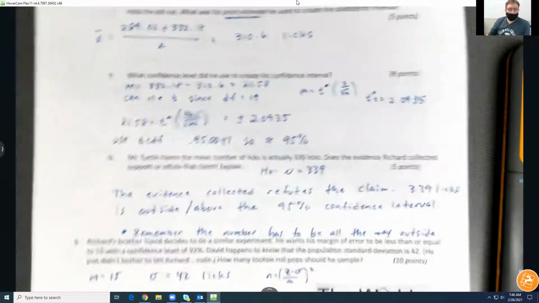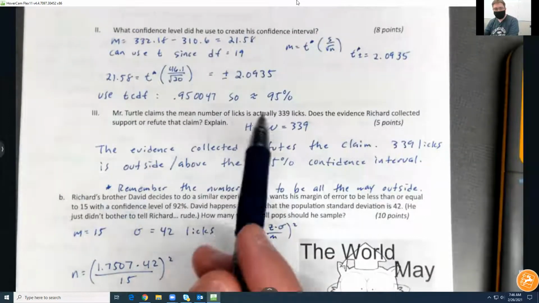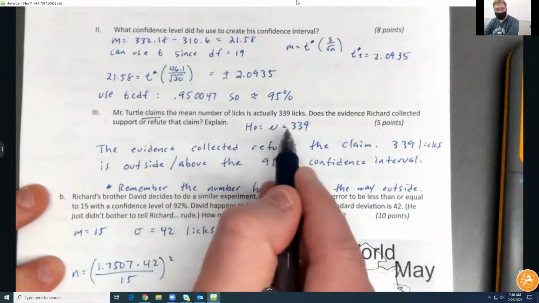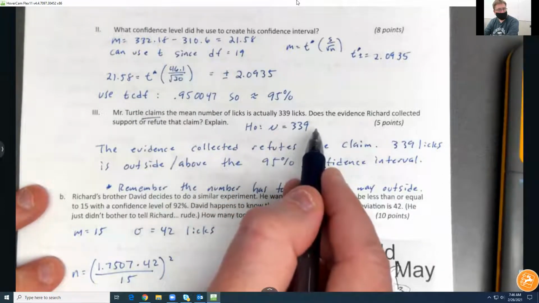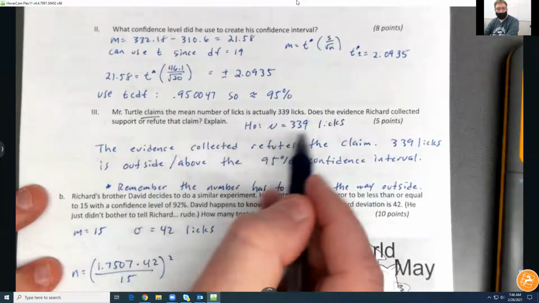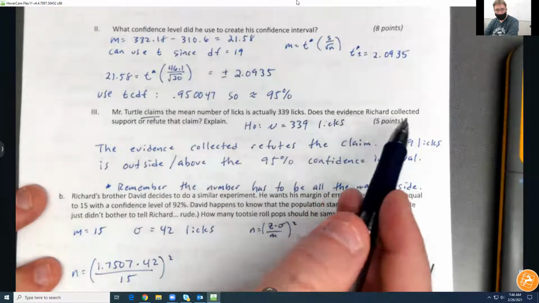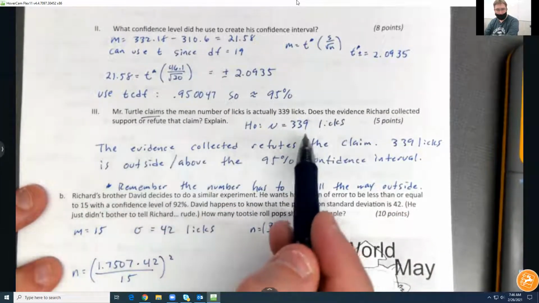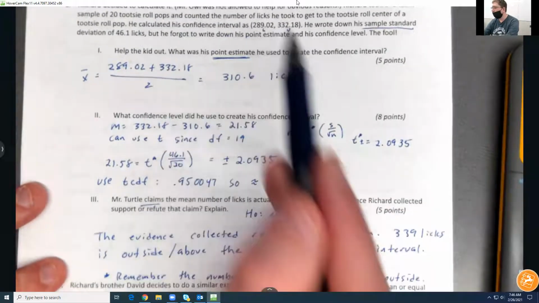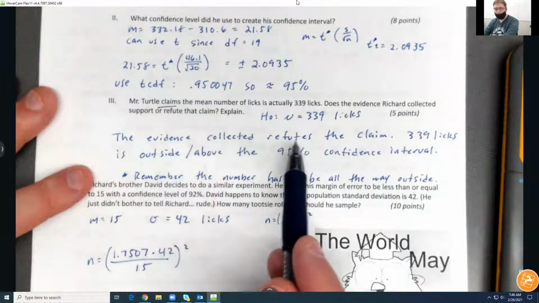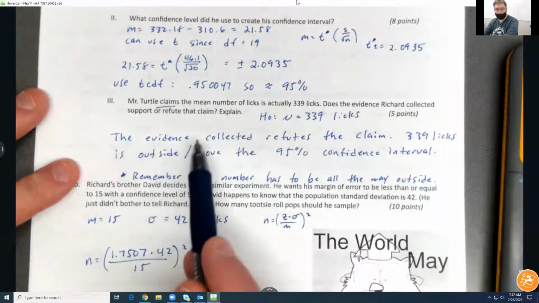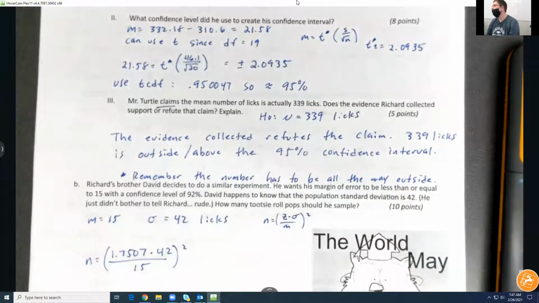All right, number 3 says he claims that the mean number of licks is actually 339. So whenever somebody's claiming something, that's their null hypothesis. The average is equal to 339 licks. Got my label. So basically, does the evidence that we've gathered support or refute the claim? So I take 339 and I go back up here. Does 339 fit into this confidence interval? No. So we're going to say the evidence collected refutes the claim. Explain. 339 licks is outside, above the 95% confidence.